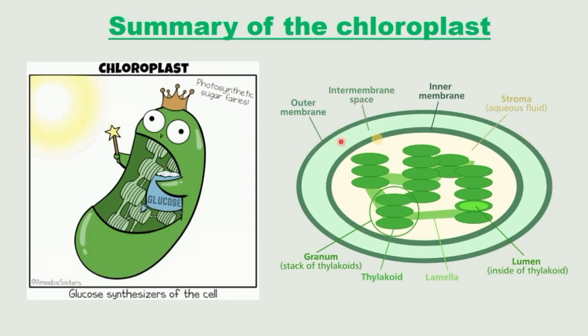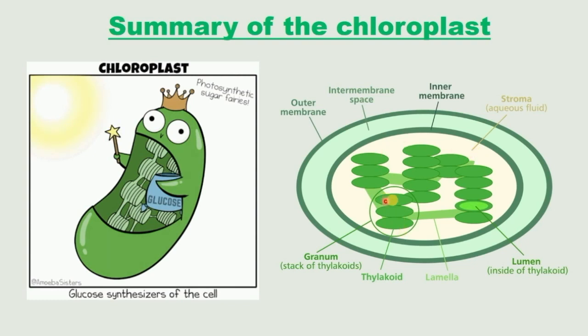You will see we have 2 dark green lines over here. So we actually have a double membrane, an outer and an inner membrane, and then the space in between is the intermembrane space. If we move to the inside, the open space over here is the stroma. This is an aqueous solution, very similar to the cytoplasm that I find in the cell.